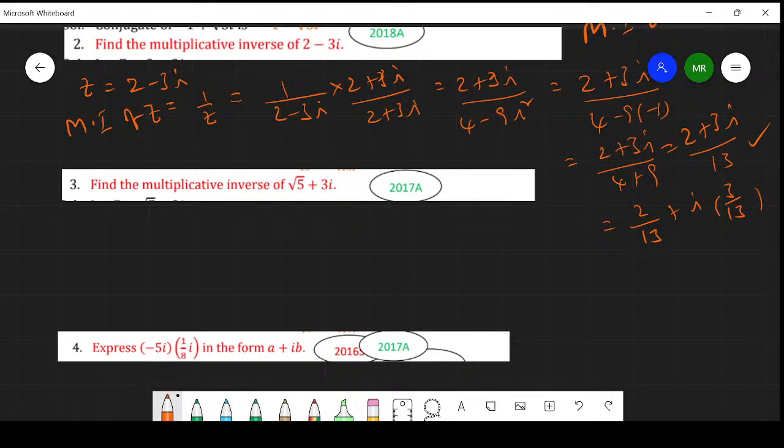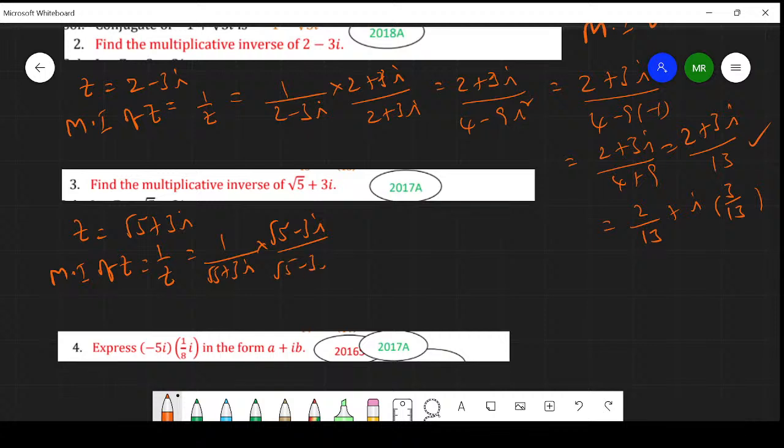Everyone try yourself now. This was an important one. This is the given one. Here I have written multiplicative inverse of root 5 plus 3i. You take z is equal to root 5 plus 3i. Then I have written multiplicative inverse of z, same thing, equal to 1 by z. I can write 1 by root 5 plus 3i. Rationalizing factor root 5 minus 3i by root 5 minus 3i.